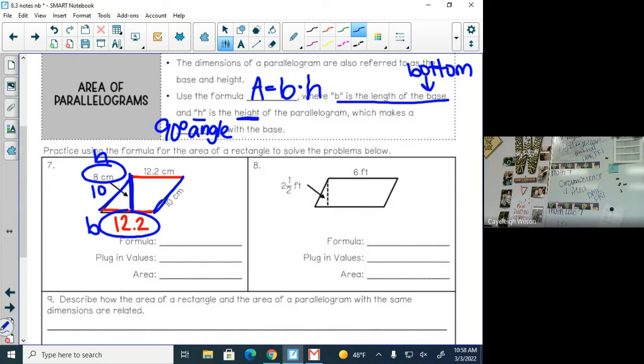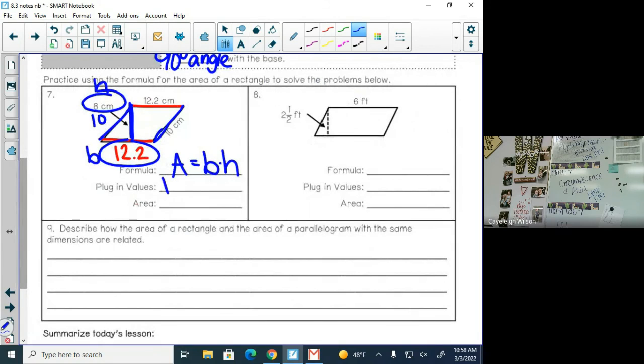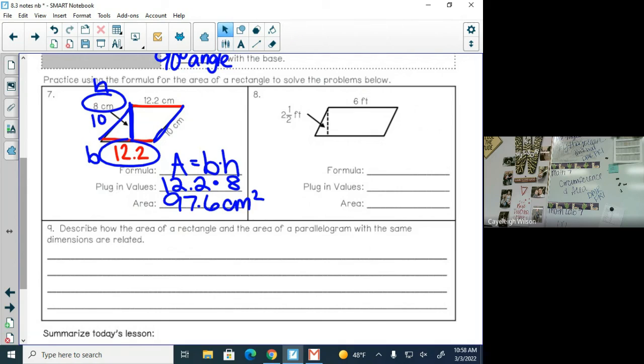So when I go to use my formula, I'm going to do base times height. So the base, 12.2 times the height, 8. On my calculator, I multiply and I get 97.6, and that would be centimeters squared. So we just leave out the 10? Yeah, we just don't even need the 10.